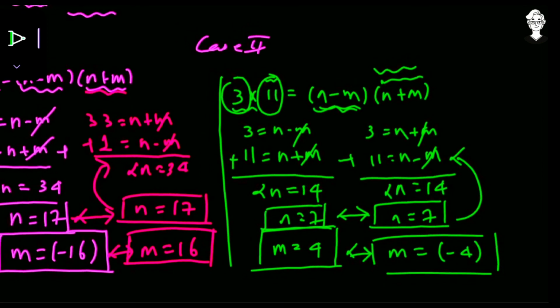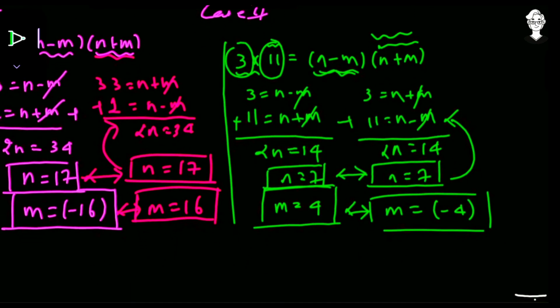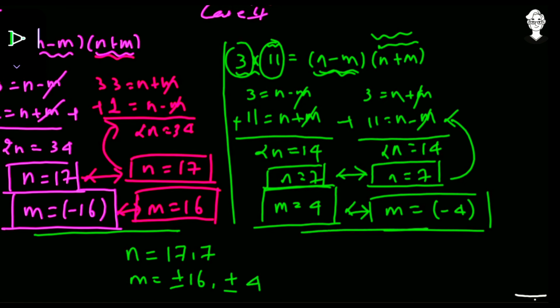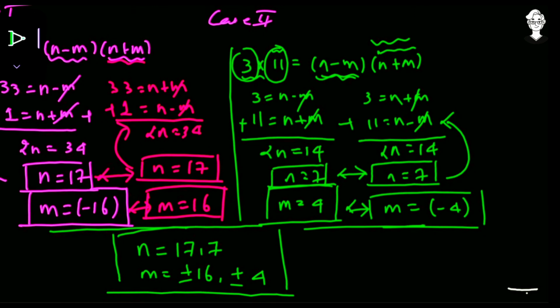So we have found the values of n and m, so let us write that over here. My n is equal to 17, 7 and my m is equal to plus or minus 16 from over here, or else plus or minus 4 from here. So these are the values of n and m. 33 was a lucky number because only two ways are there to factor it, either 33 into 1 or else 3 into 11.